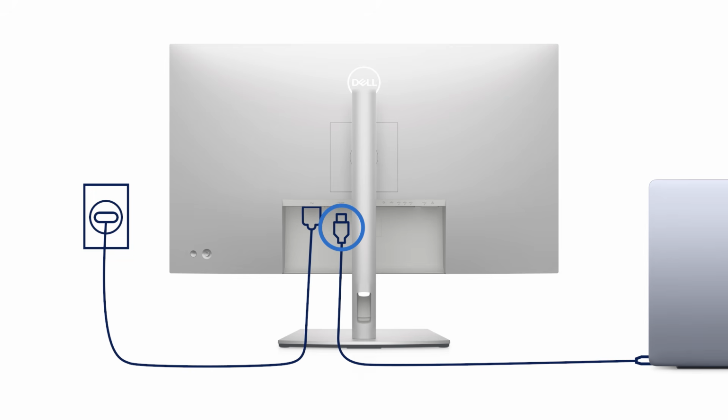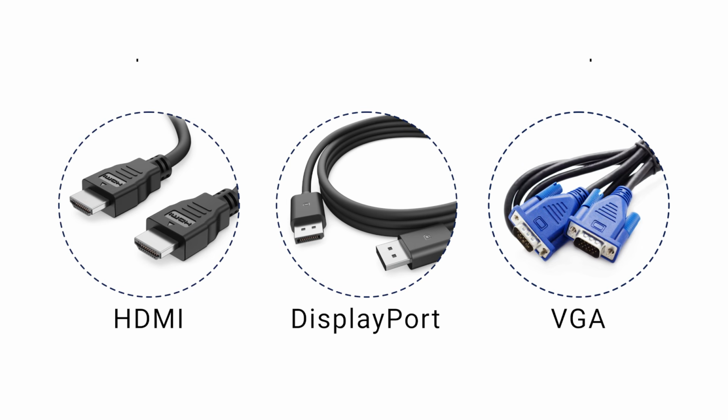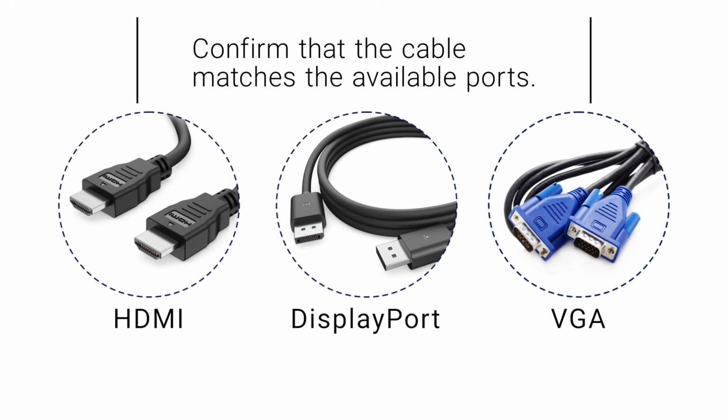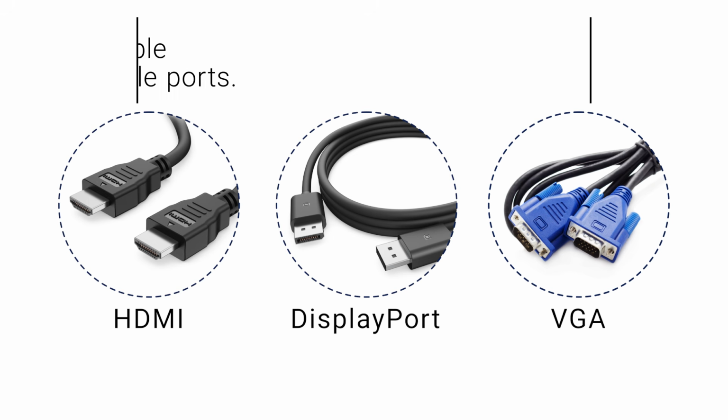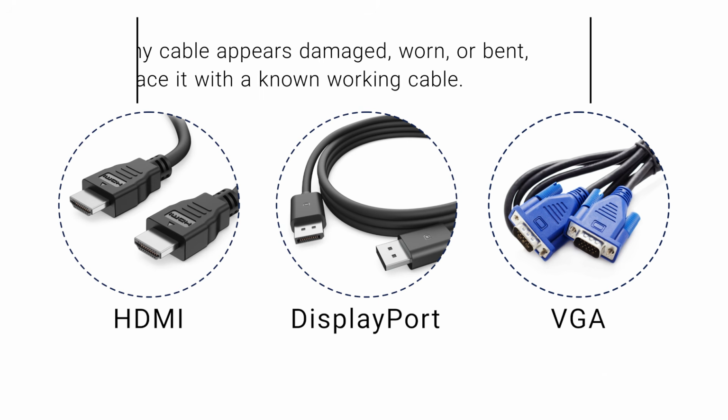Then check the video cable connection between the computer and the monitor. Ensure the cable is firmly connected at both ends. If you are using HDMI, DisplayPort, or VGA, confirm that the cable matches the available ports. A mismatched or loose cable can prevent video signal transmission. If any cable appears damaged, worn, or bent, replace it with a known working cable.